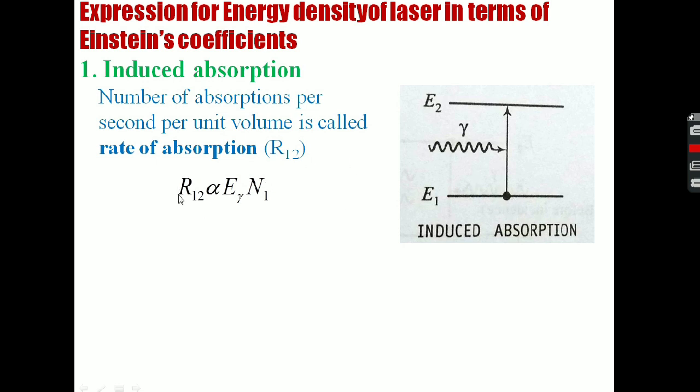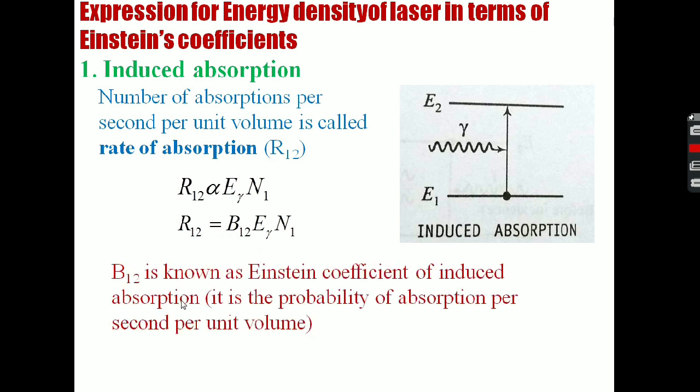So the rate of absorption depends on these two quantities. To replace this proportionality symbol, a proportionality constant B12 is used, known as the Einstein coefficient of induced absorption. Its physical meaning is the probability of absorption per second per unit volume. Although there are hundreds of atoms or electrons in the ground state, not every atom needs to excite. Some may not absorb energy, so it is a matter of probability. So the probability of absorption per second per unit volume is represented in terms of B12.